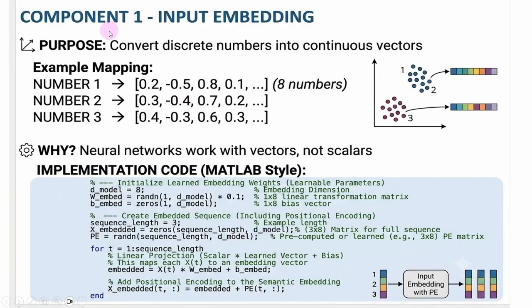Let's start with the very first step, input embedding. The numbers 1 through 6 are scalars, just single values. But neural networks work with vectors. So we need to convert each number into a dense vector of length d_model, which is 8 in our case. How do we do that? We multiply the number by a learnable weight matrix w_embed and add a bias. Initially, these weights are random, but during training they'll learn to map each number to a useful vector representation. In the code, it's a simple one-liner, embedded equals x, t, asterisk w_embed plus b_embed. This gives us a 1/8 vector for each input number.